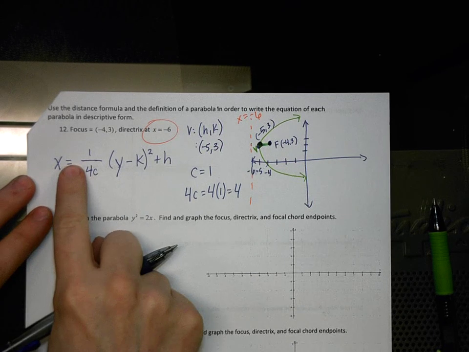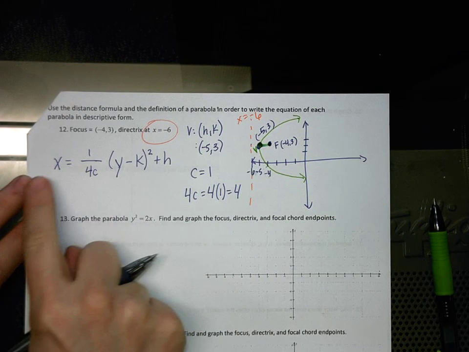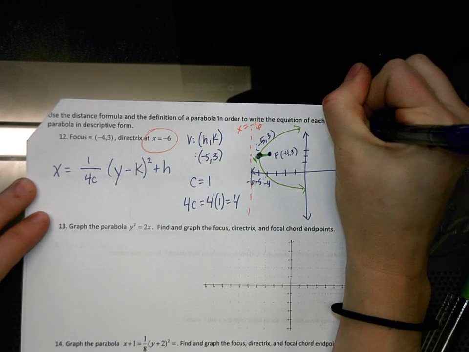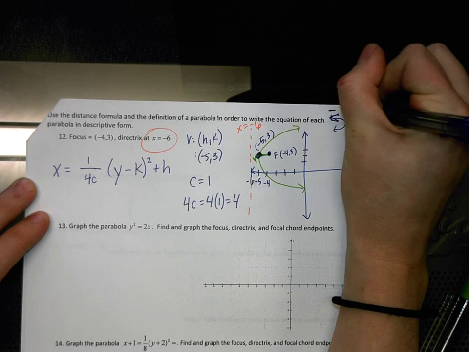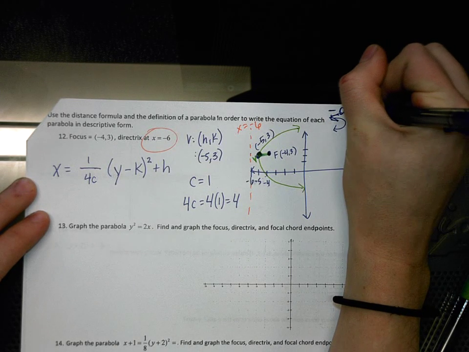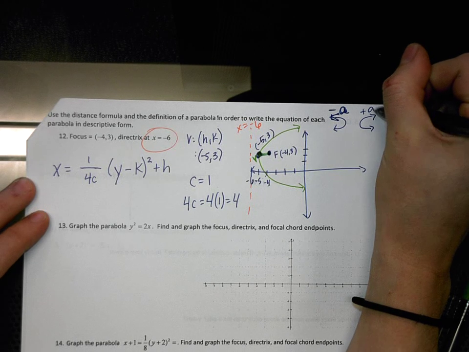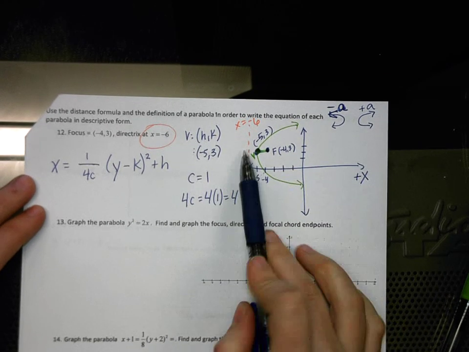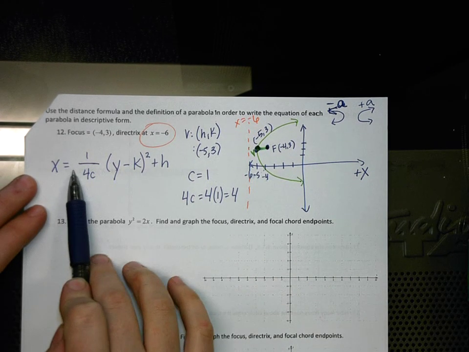Now, let's check to see if this is a positive or a negative a value. X equals means it opens either left or right. Left would be a negative a value because it opens to the negative x values. Right would be a positive a value because it opens toward the positive x values. Since this one opens to the right, it's a positive a value, so I'm not going to put a minus sign in front of that.